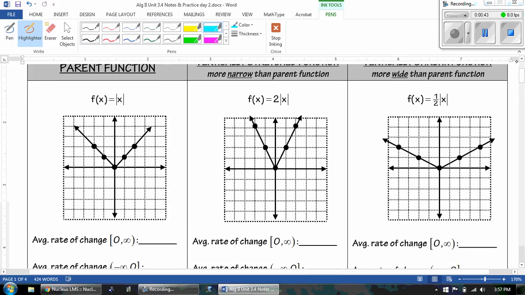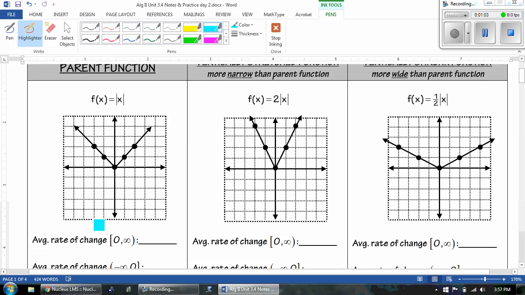Now, we talked a lot about the parent function. The parent function is just the basic graph. And we're talking about absolute values, which make the V. So in our basic function, the vertex is 0, 0. There's no reflection. And so let's talk about the average rate of change.